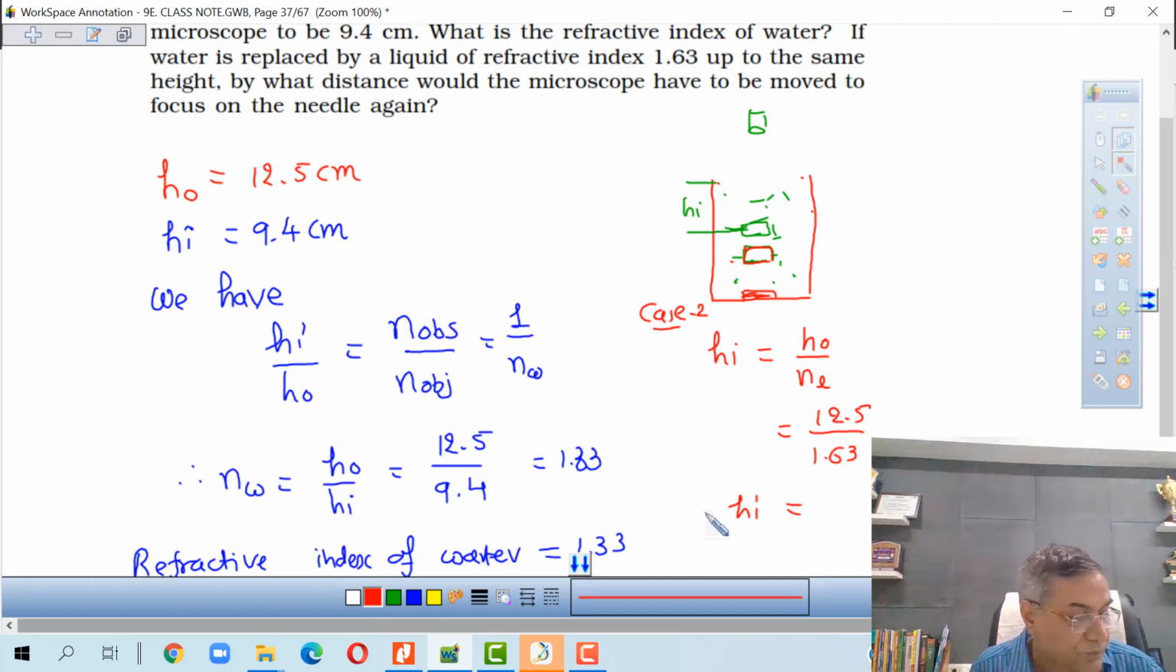So if you simplify, you will get HI 12.5 divided by 1.63. It comes to 7.668, meaning 7.67 centimeter. So what was it earlier? It was at 9.4. This is at 9.4 and this is 7.67. So earlier it was focused here, now it is here, so it has to be taken up.